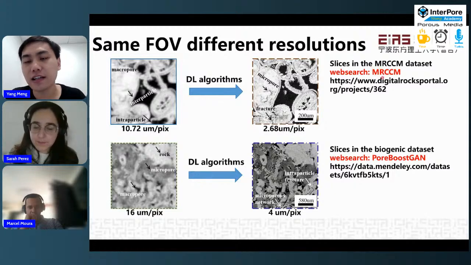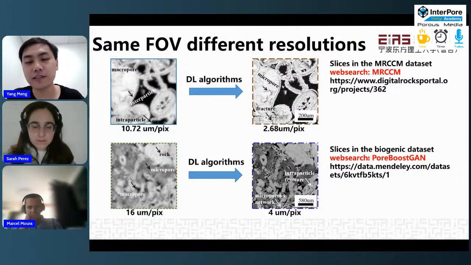In this research, we include two data sets. As for the first data set, you can simply search the MRCCM on Google, for example. You can easily find it. And another data set is scanned by ourselves at Shenzhen University. The name is called Porous scan. We have open sourced it, you can just see it on the web search.